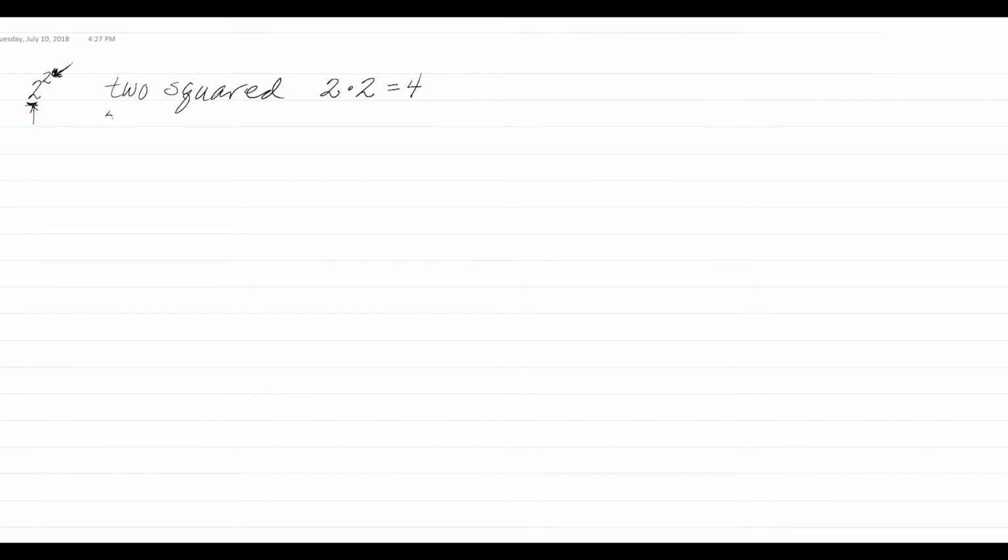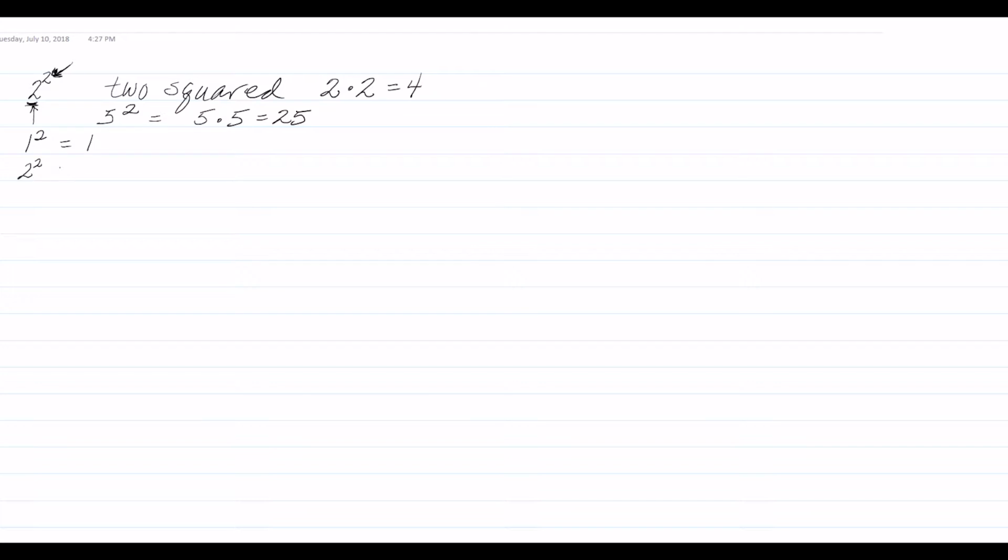If we said 5 squared, well, 5 squared would be 5 times 5, which is 25. So let's talk about perfect squares. Perfect squares are a topic that you're going to see over and over again. So some perfect squares would be, for instance, if we square 1, well, 1 times 1 equals 1.